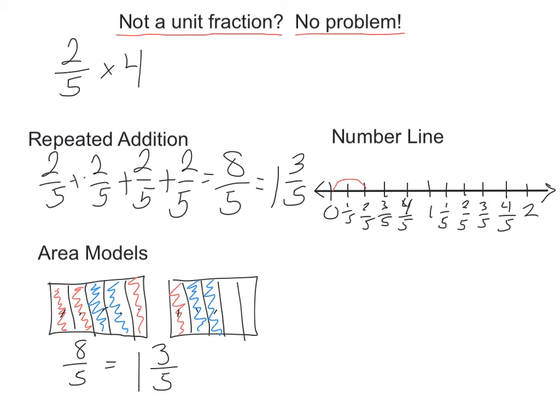So I'm going to move 2/5, 2/5, 2/5, and 2/5. I moved 1, 2, 3, 4 times because I was multiplying 2/5 times 4. And so now we can see on the number line where I landed. I landed right here, and now that's on the 3/5, but remember we went past the 1, so that's why it's 1 and 3/5.